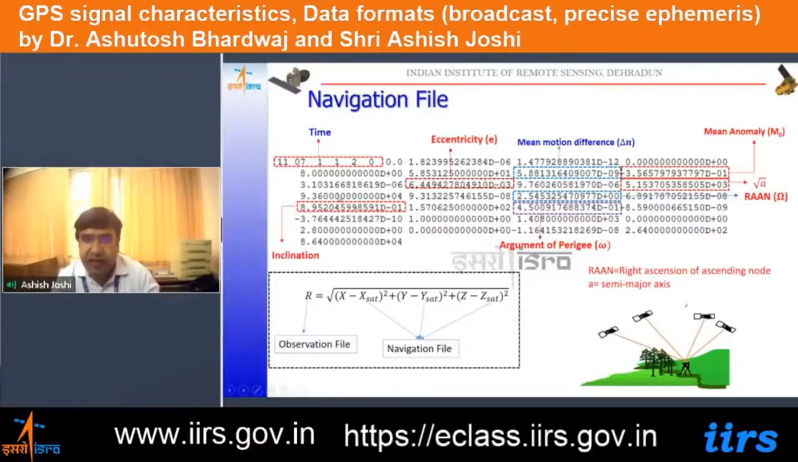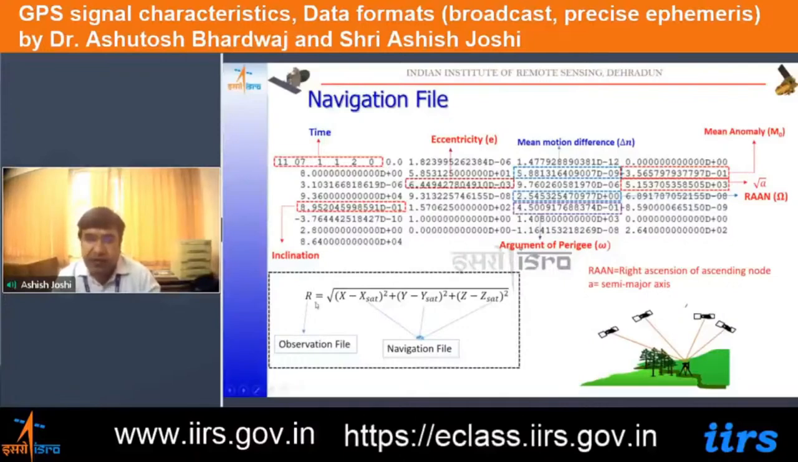In the navigation data section of the navigation file, from the data section we can derive the time, eccentricity, mean motion, and mean anomaly, the semi-major axis, this is the RAAN, this is the argument of perigee, and this is the inclination. So from the navigation file, we can extract our Keplerian elements, and from the Keplerian elements, we can derive the state vectors of an orbit. Means we can make an orbit from the Keplerian elements.